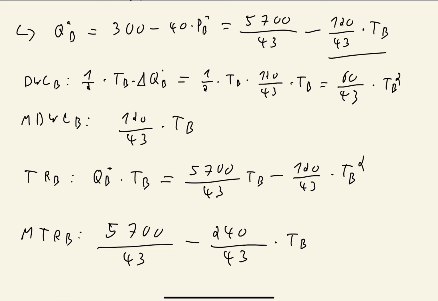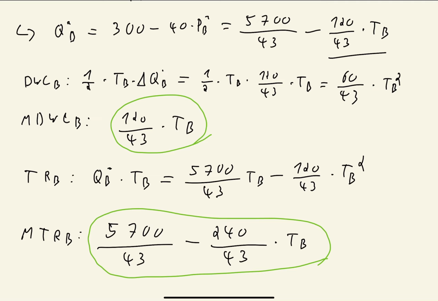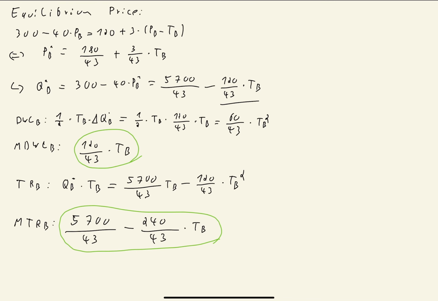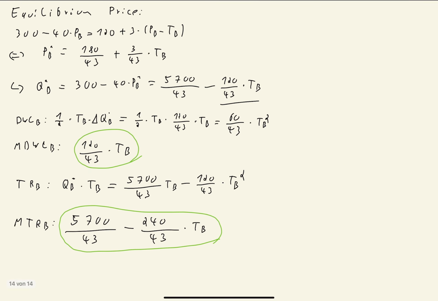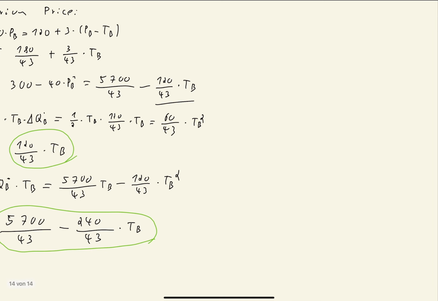So now we have everything that we need. We have the marginal tax revenue, we have the marginal dead weight loss for bananas, and we have the same thing for apples. And now we can calculate the ratio of the taxes which should be fulfilled to tax in an efficient way to raise $1,000 of tax revenue.